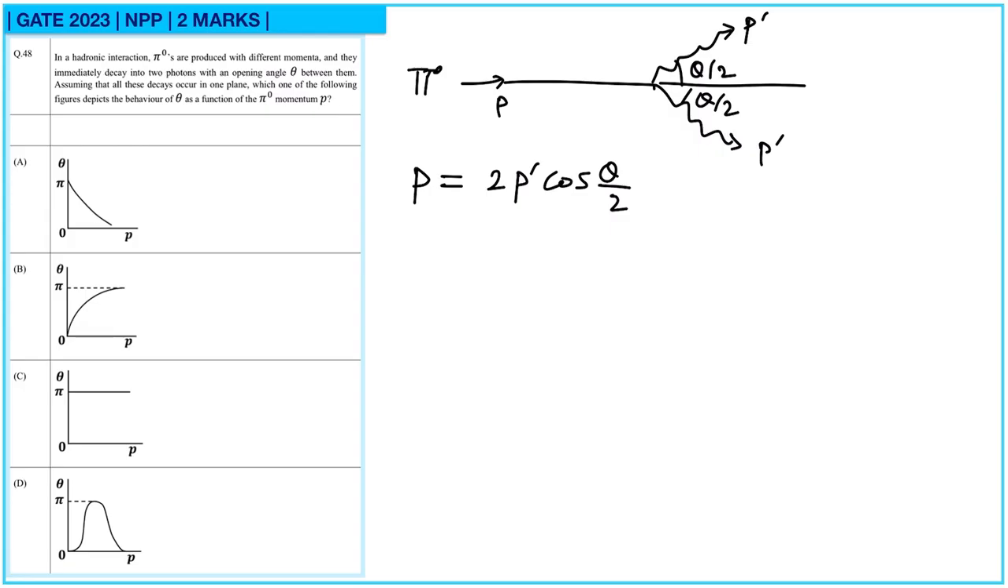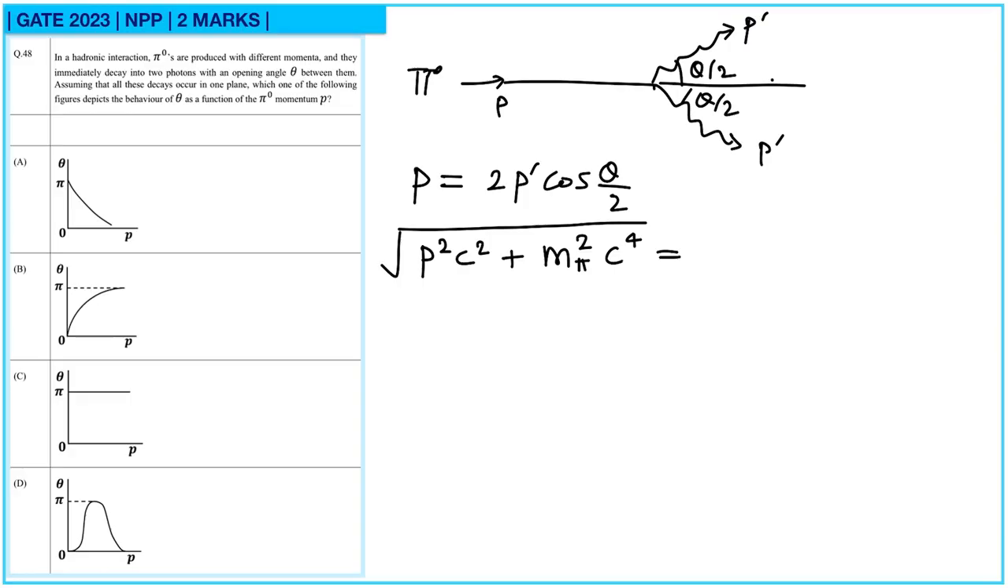Also consider energy conservation. So initial energy will be, that will be momentum, so that will be p square c square. pc is the energy due to momentum, kinetic energy, plus mass energy. So this will be mass, let it be m pi, so this will be m pi square c raised to 4, and square root of this. So this will be the initial energy, and the final energy will be these two.